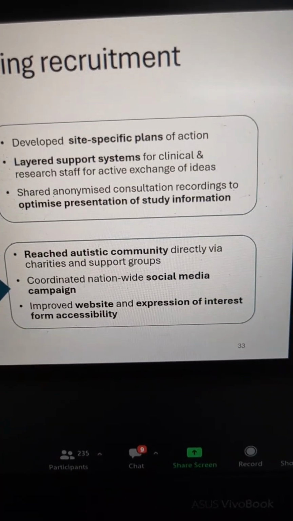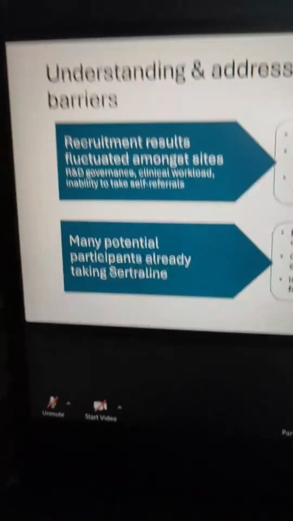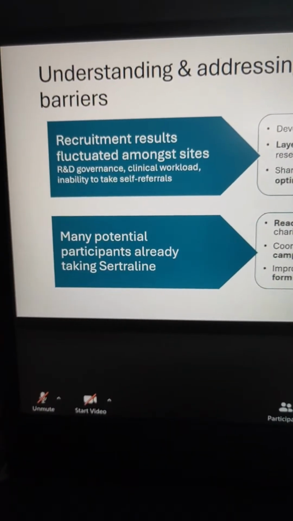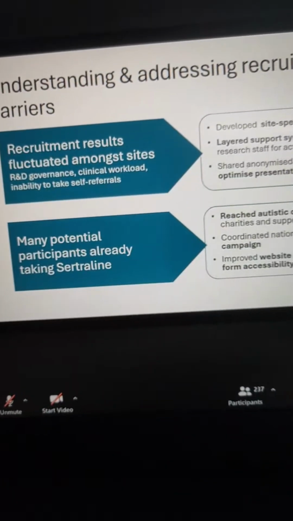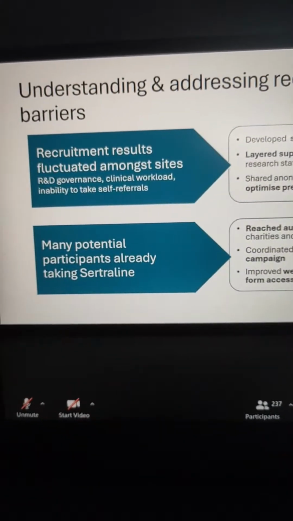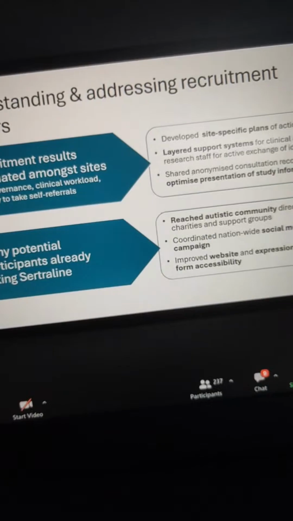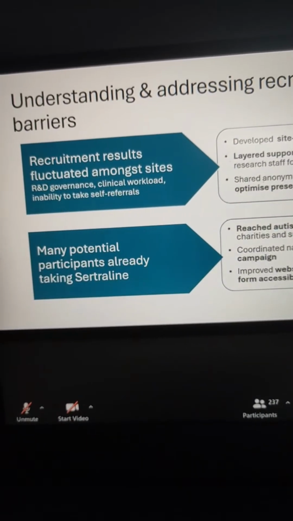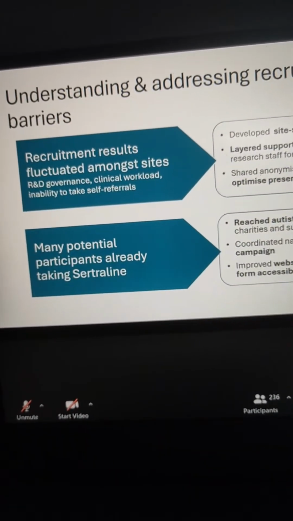And anything that was working really well, like the audio recordings, we shared, we discussed. We worked together collaboratively along with our autistic advisory group, and we reached out as far as we could. We also looked at our website, how we could improve it, and our expression of interest form, we had issues with that. We did as much as we could.